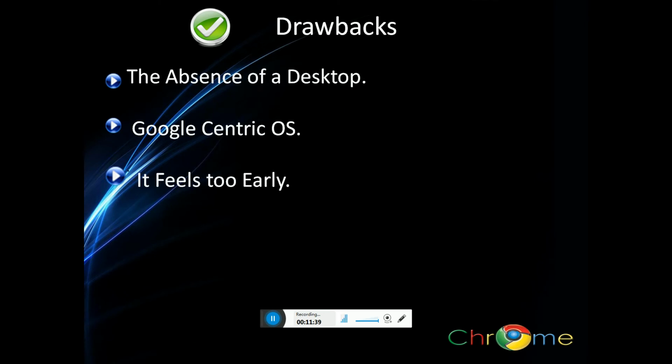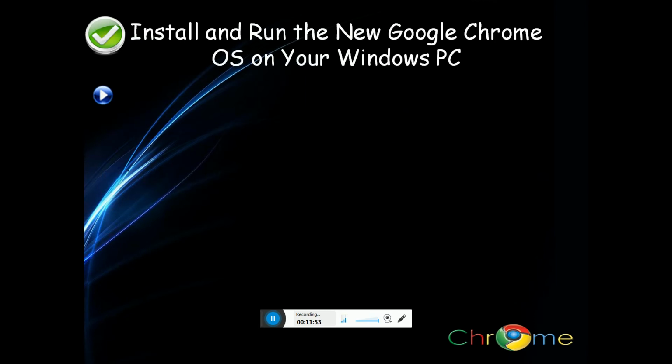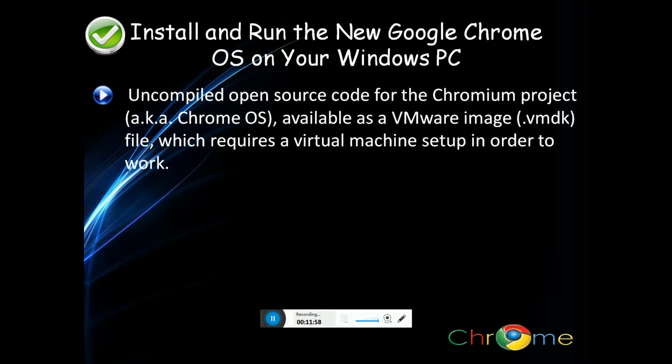This is how to decide how to install Google Chrome. Drawbacks of Chrome OS: the absence of a desktop. I feel it is too early. Install and run the new Google Chrome OS on your Windows PC. The open source code for the Chromium project, aka Chrome OS, is available as a VMware image VMDK file, which requires a virtual machine setup in order to work.